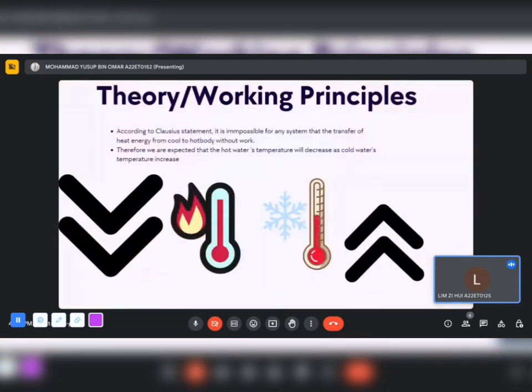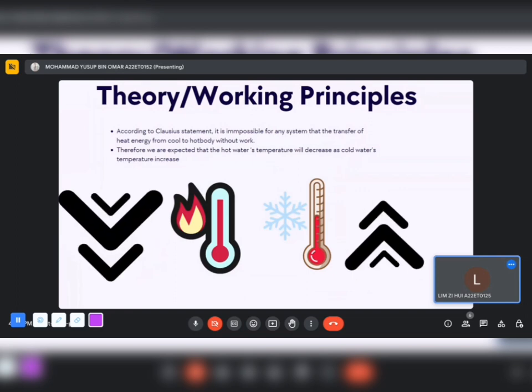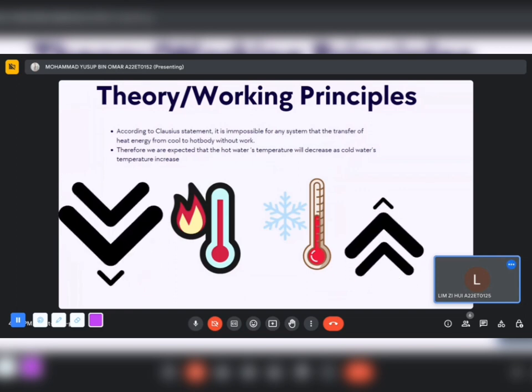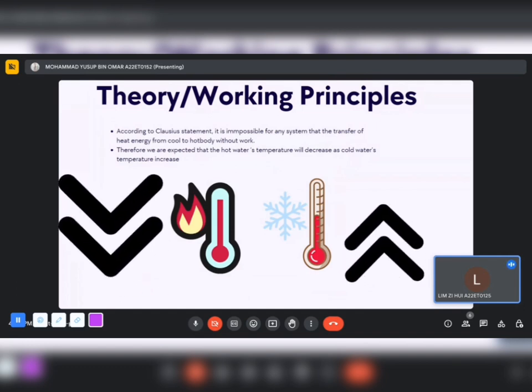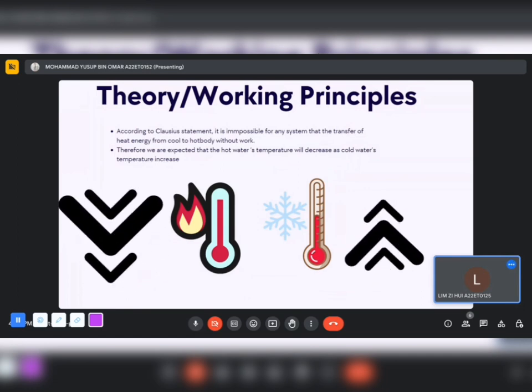According to Clausius's statement, it is impossible for any system to transfer heat energy from a cold to a hot body without work. Therefore, we expected that the hot water temperature will decrease as the hot water is transferring the energy to the cold water. So the cold water temperature will increase.